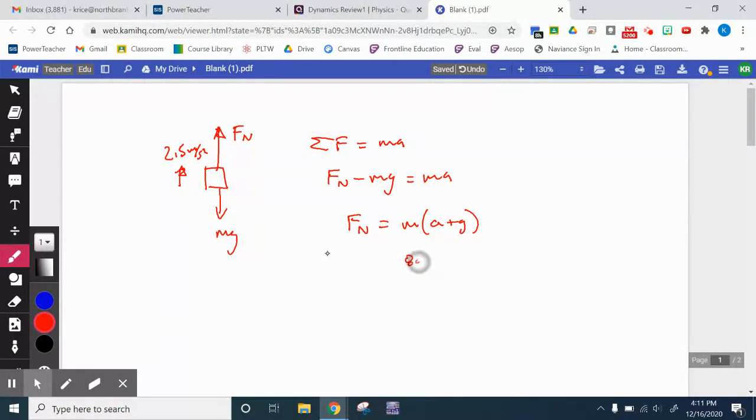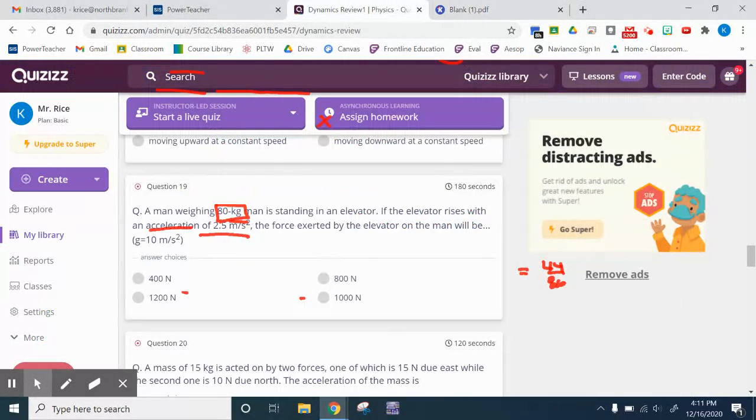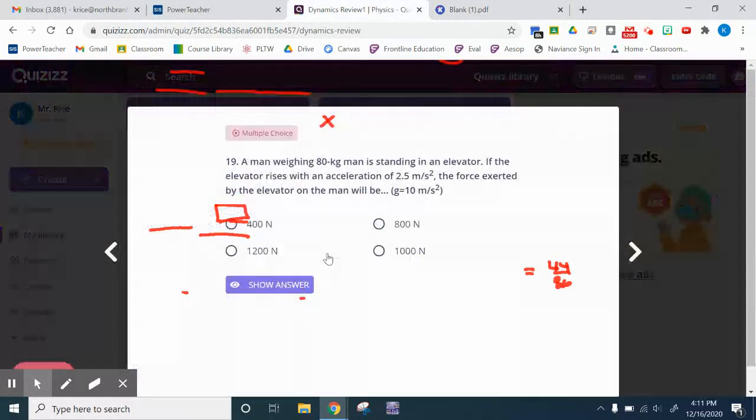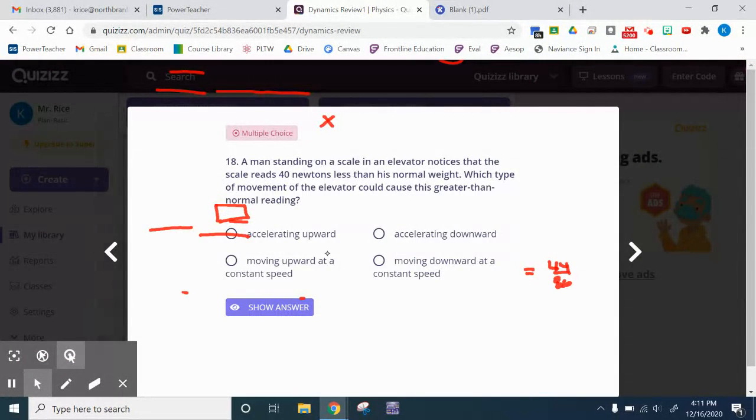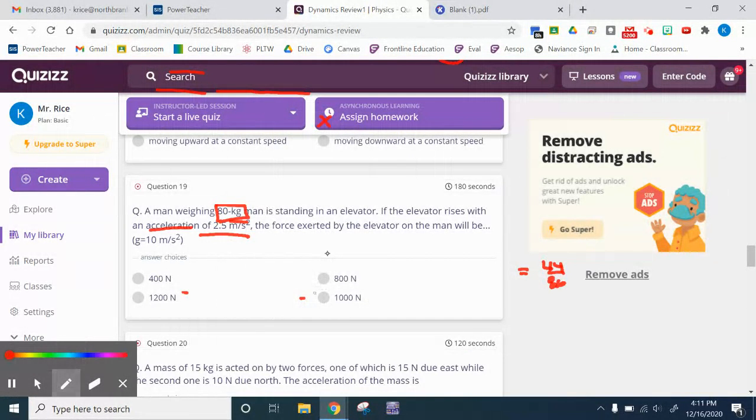So we put some numbers to that. 80 kilograms times 2.5 meters per second squared plus 10 meters per second squared. Then we got a normal force or an apparent weight of 80 times 12.5, which is 1,000 newtons. All right. So 1,000 newtons is the answer over here. There we go. 1,000 newtons.